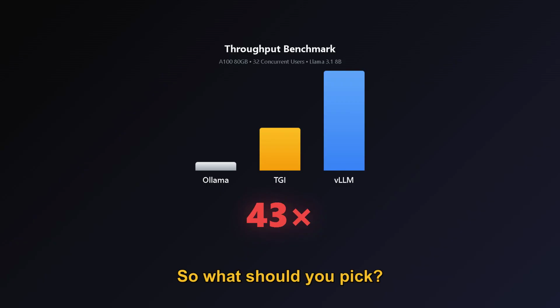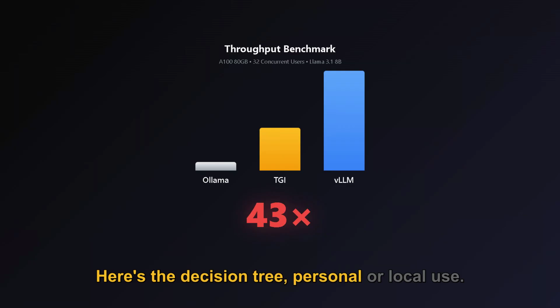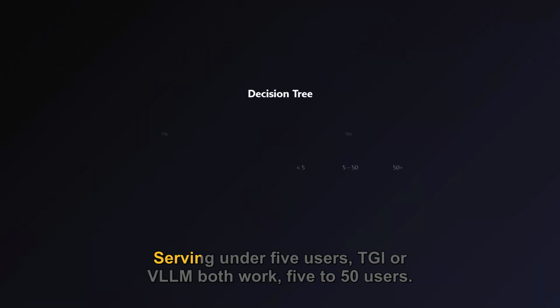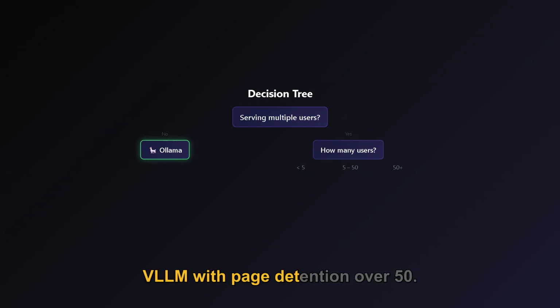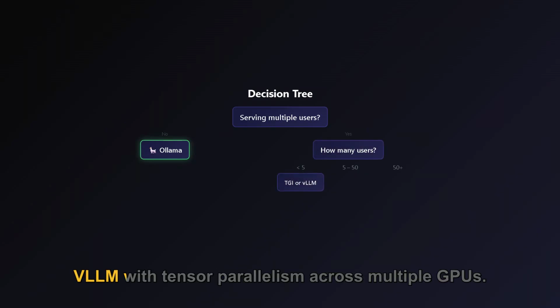So which should you pick? Here's the decision tree. Personal or local use, Ollama. Serving under 5 users, Ollama, TGI or vLLM all work. 5 to 50 users, vLLM with paged attention. Over 50, vLLM with tensor parallelism across multiple GPUs.